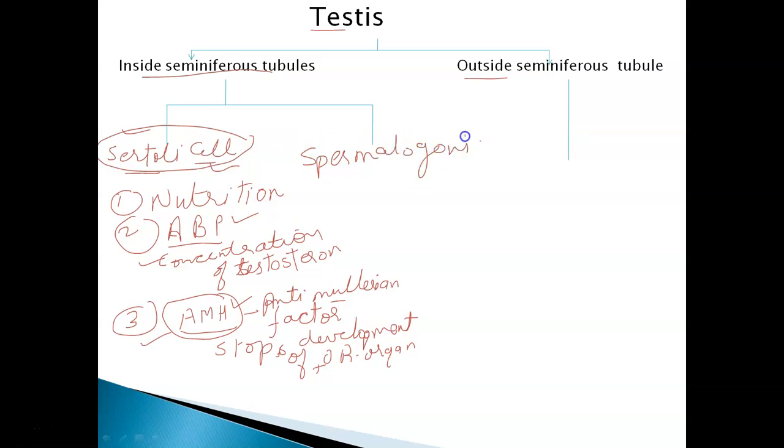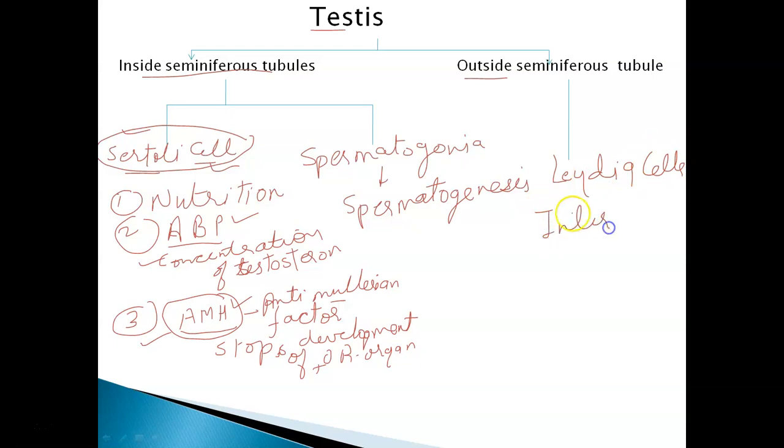Spermatogonia, you know the function of spermatogonia, that is formation of sperms. The process is known as spermatogenesis. Outside the seminiferous tubules, we have seen the structure Leydig cells, and these Leydig cells are also known as interstitial cells. Why? Because they are present in interstitium.